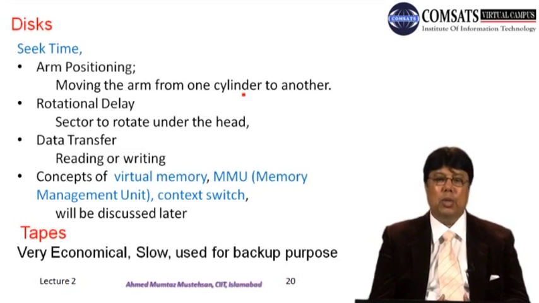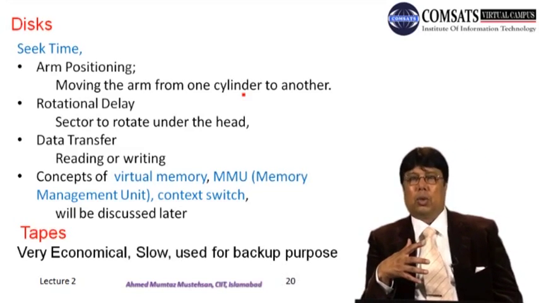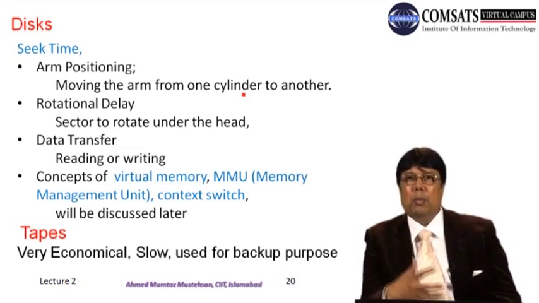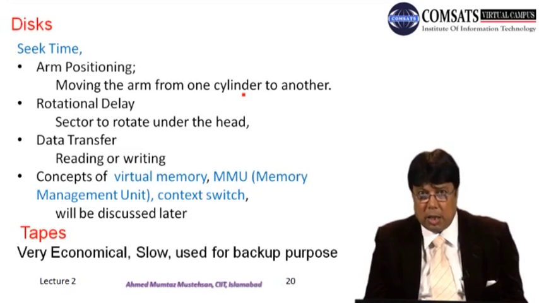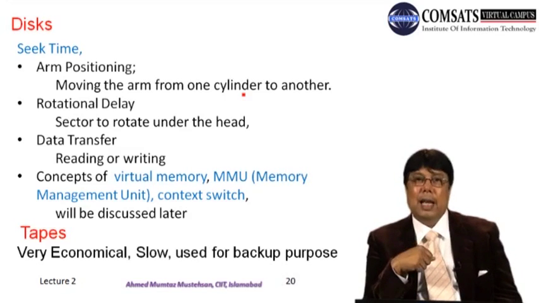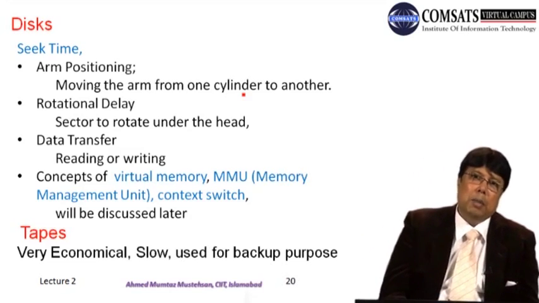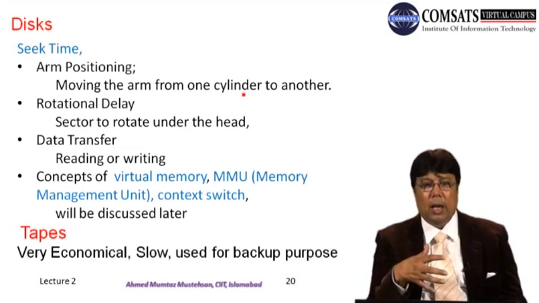First of all, arm positioning time. Arm positioning means that you have to move the arm forward and backward so that it could be placed into the proper position, proper cylinder position where you can read and write the data. Usually it requires 1 millisecond to move the head from one cylinder to the next cylinder. On average, you require 5 to 10 milliseconds to position the arm within the required cylinder.